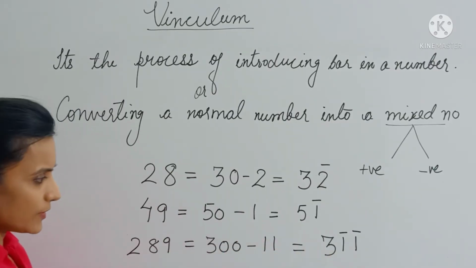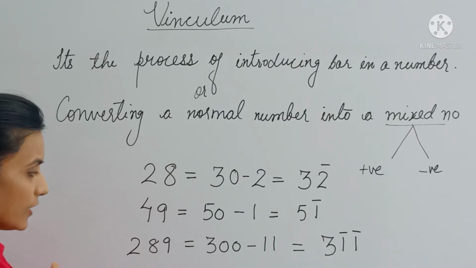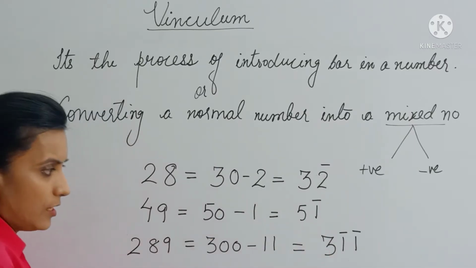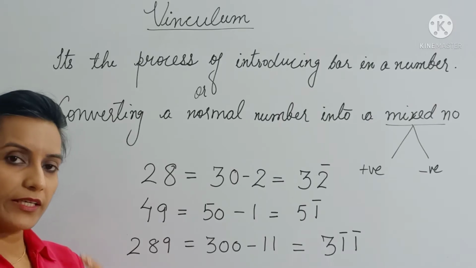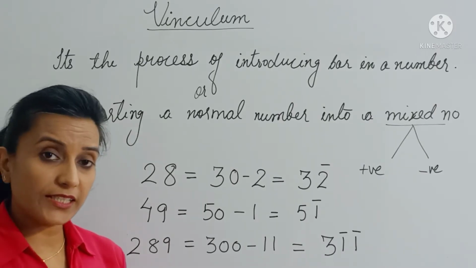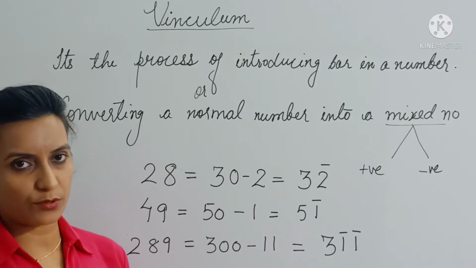Okay, now you must be thinking like, why are we vinculating the numbers, right? What is the use of converting a normal number into a mixed number? I'll tell you. Basically, by vinculating, we can convert bigger numbers to smaller numbers, and since it's easier to deal with smaller numbers, it helps you to increase your calculation speed.